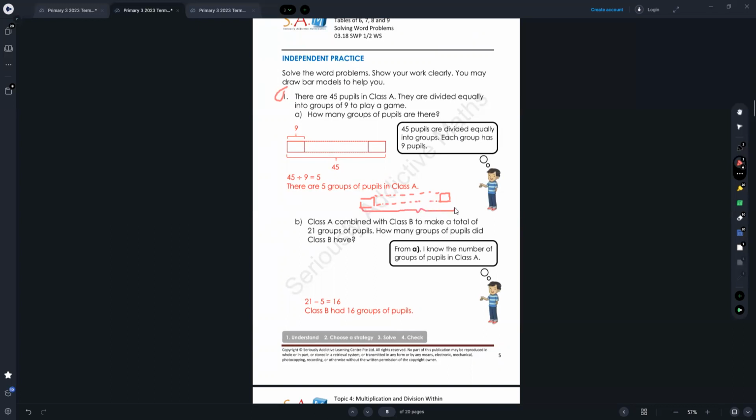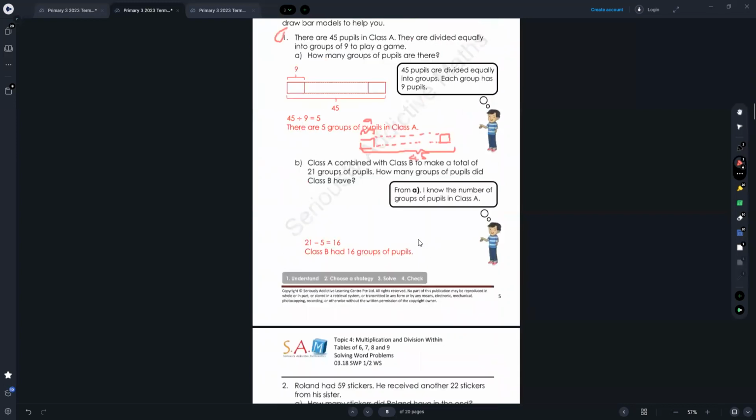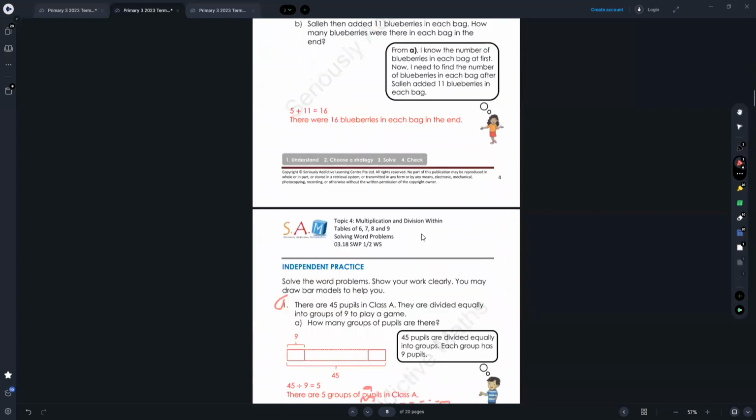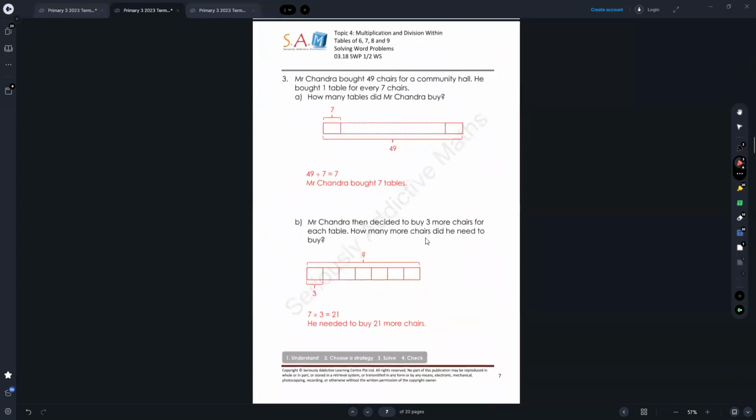Okay, and then this one is 45. This one is 9. Okay, so they should do it this way. All right. And now that you've taught 2 models, perhaps get them to do, let's see.